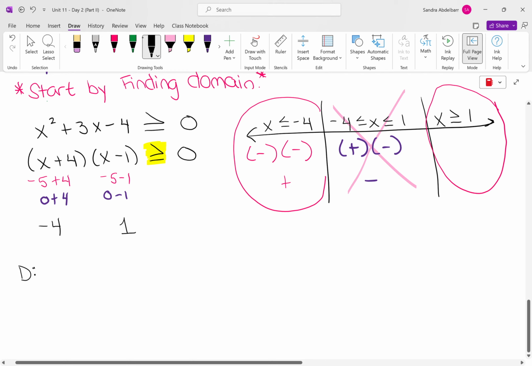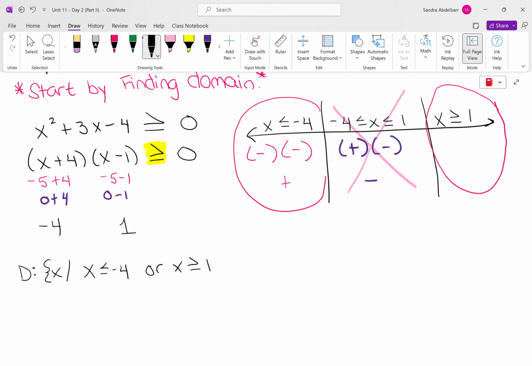So we now know our domain. In set notation, it is x such that x is less than or equal to -4, or x is greater than or equal to 1. If you were to write this in interval notation, it would be -infinity to -4 bracket, the union symbol, then bracket 1 to infinity. I'd also allow you to write the word "or" instead of the union symbol. I'm good with either one of those.